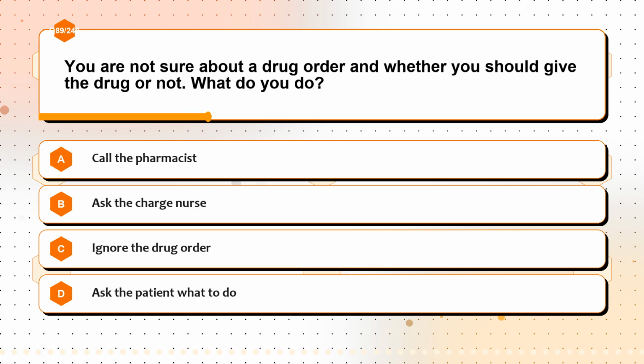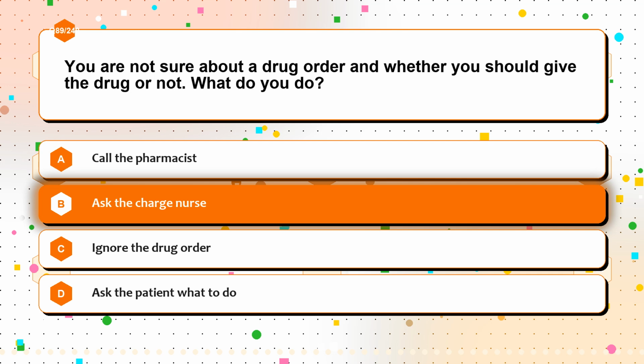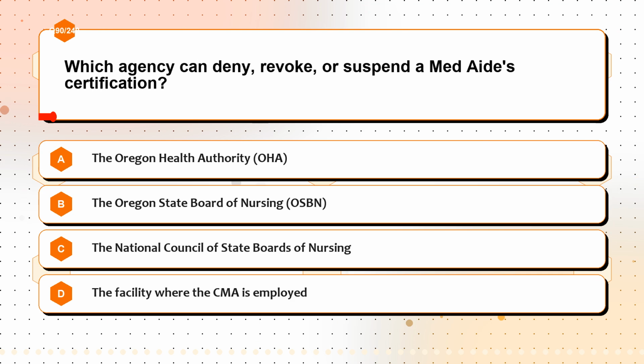Question 89. You are not sure about a drug order and whether you should give the drug or not. What do you do? Here are the options. Option A. Call the pharmacist. Option B. Ask the charge nurse. Option C. Ignore the drug order. Option D. Ask the patient what to do. The correct answer is option B. Ask the charge nurse.